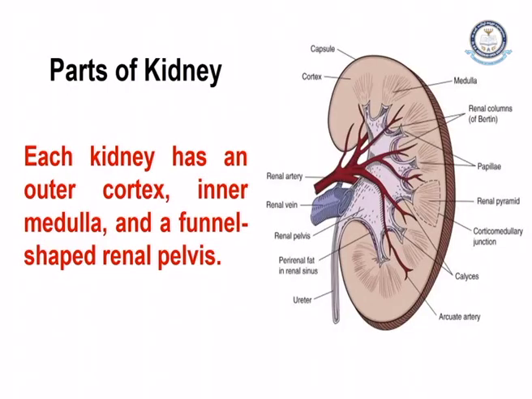Now we will be knowing more about the parts of kidneys. Each kidney has an outer cortex, which is the outer layer of the kidney, and the inner layer of the kidney is called the medulla, and it also has a funnel shaped renal pelvis. So these are the major regions of the kidneys.